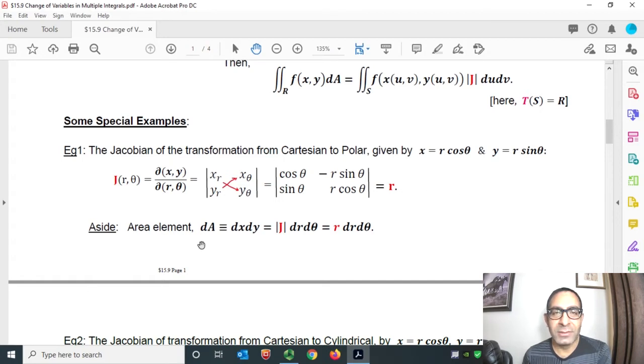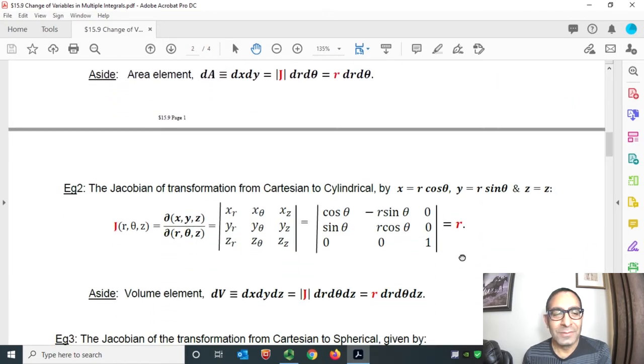The area element is dx dy in the xy plane, and in the r theta plane the area element is r times dr d theta. This r is the absolute value of the Jacobian of the transformation. I hope this idea makes sense to you all.